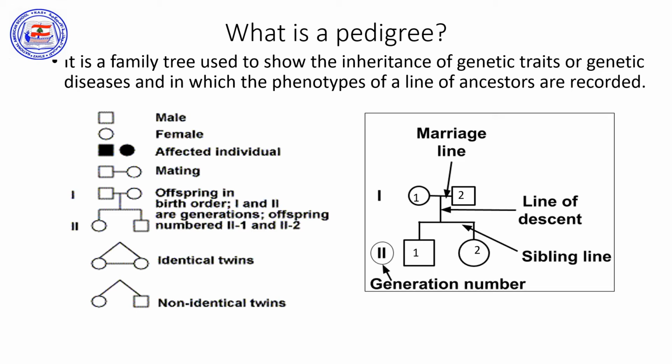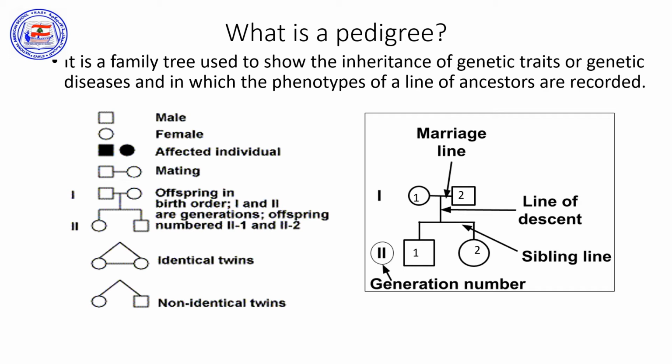The square represents the male. The circle represents the female. When the square and the circle are in black color, they mean the individuals are affected. The line between the circle and the square indicates a mating between a man and his wife. Now, we have here a small pedigree of two generations, 1 and 2.